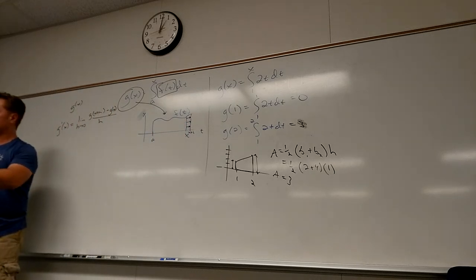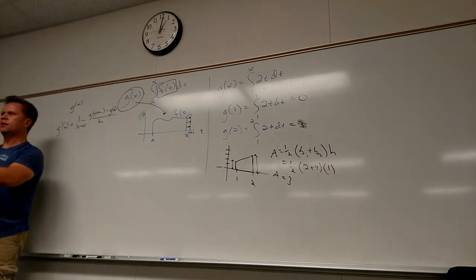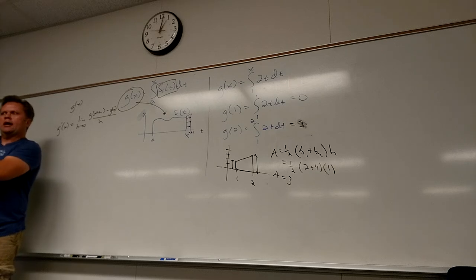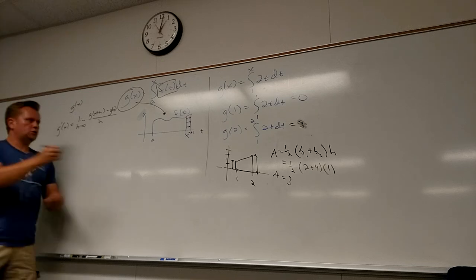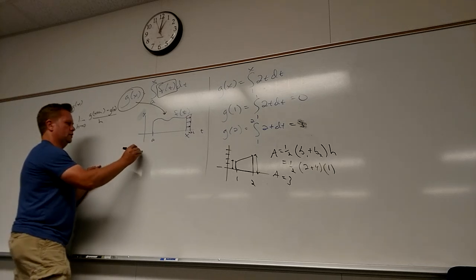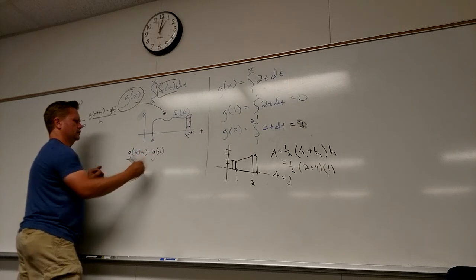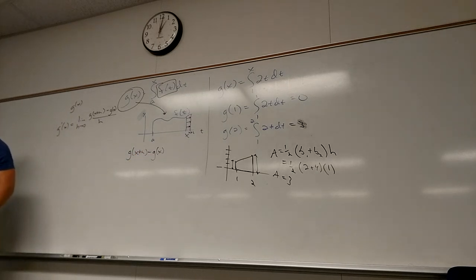Is that cool so far? I mean, that by itself isn't that big of a deal. If g of x is the area out to x, g of x plus h is just going to be a little more area. And now, how much more? Let's figure out what this is, an expression for this.